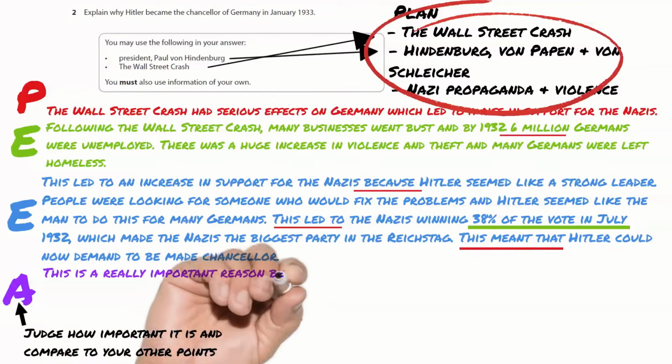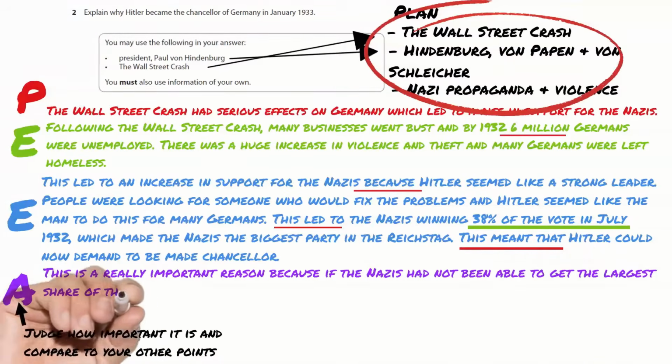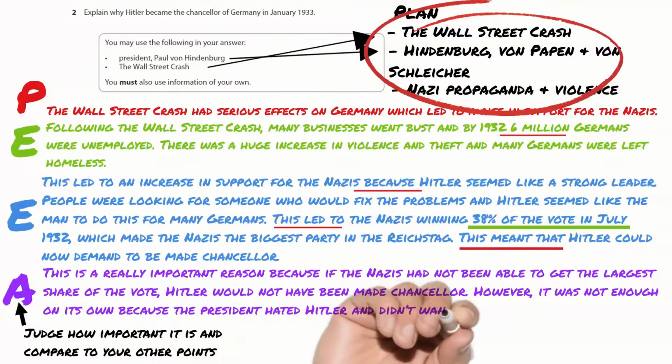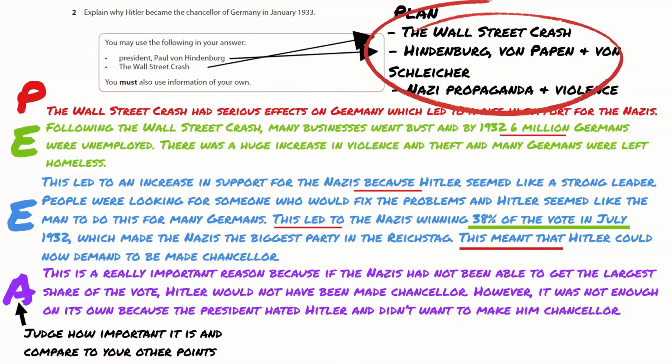I have written, this is a really important reason because if the Nazis had not been able to get the largest share of the vote, Hitler would not have been made Chancellor. However, it's not enough on its own because the president hated Hitler and didn't want to make him Chancellor. So this definitely makes a judgment and nicely leads me into my next paragraph.